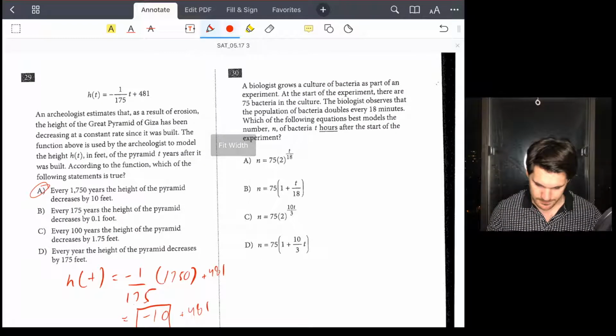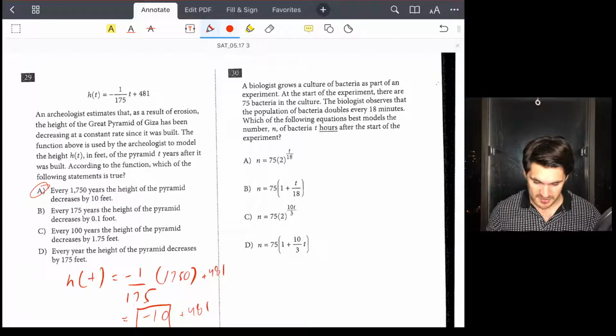Number 30. Bacteria starts with 75, doubles every 18 minutes. So we know after 18 minutes, if we start at 75, we're going to get to 150. So we need to see which answer choice is going to give us that number. So from the answer choices, we see that everything is starting at 75. So that's good. So now we just need to see which one gives us 150 after 18 minutes.